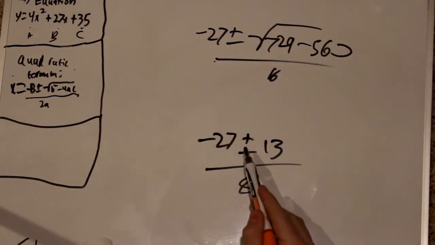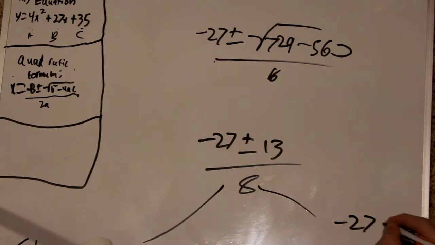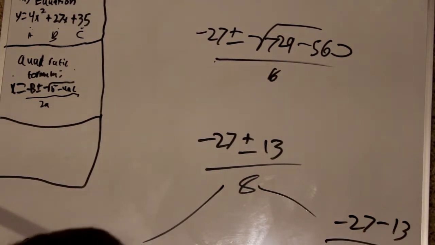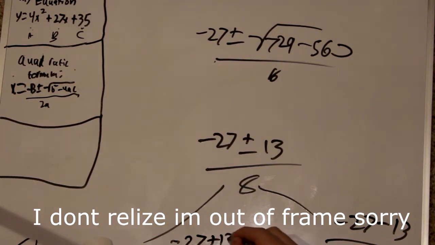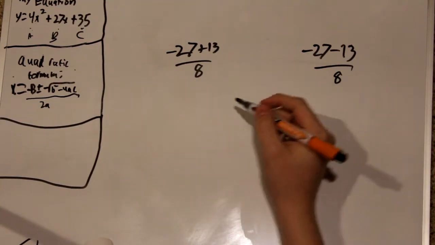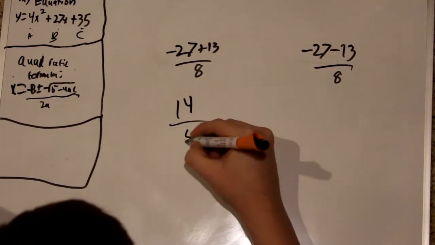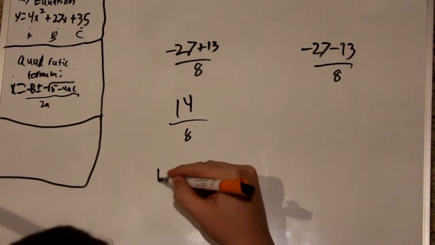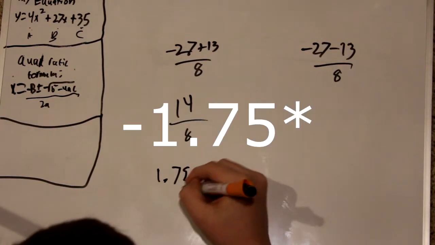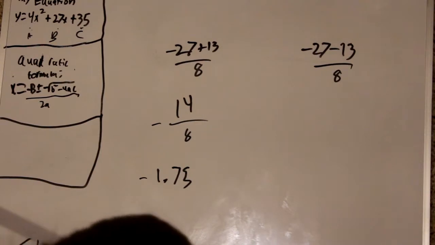Now this, because of the plus and minus terms, splits into two different equations: negative 27 plus 13 over 8 and negative 27 minus 13 over 8. Negative 27 plus 13 comes out to negative 14. So by carrying over the 8, we have negative 14 over 8, which when converted to a decimal equals negative 7.5, but we must remember that the numerator is negative, making this negative.